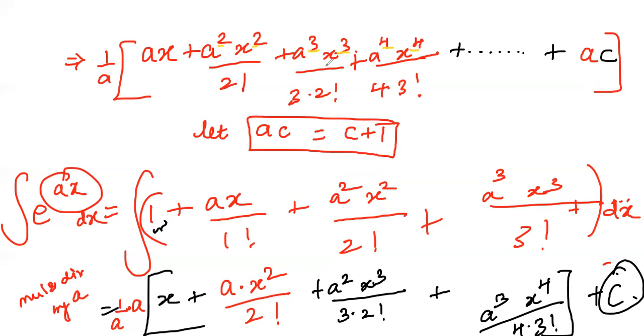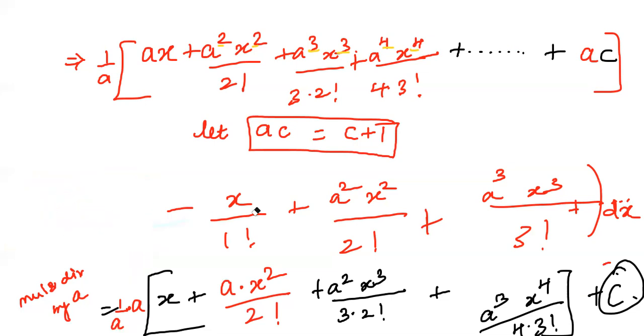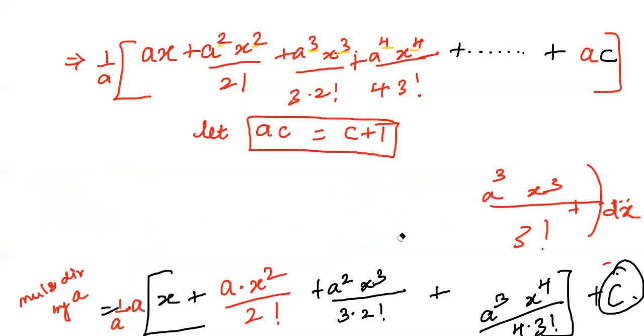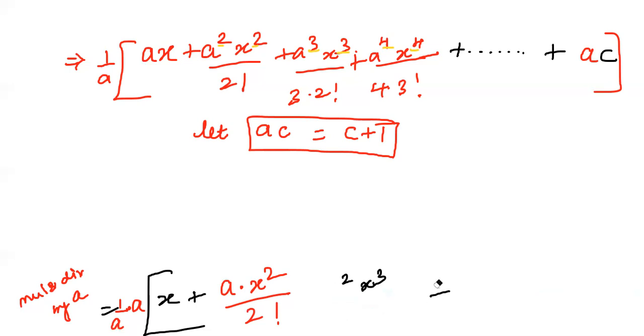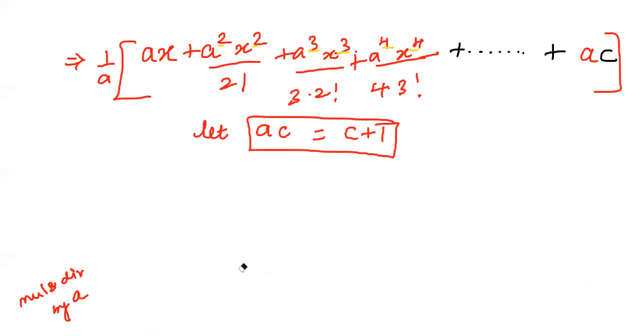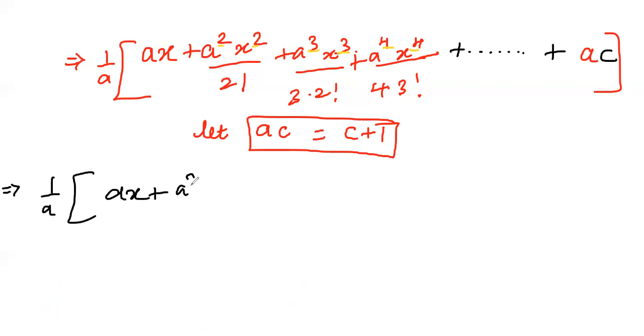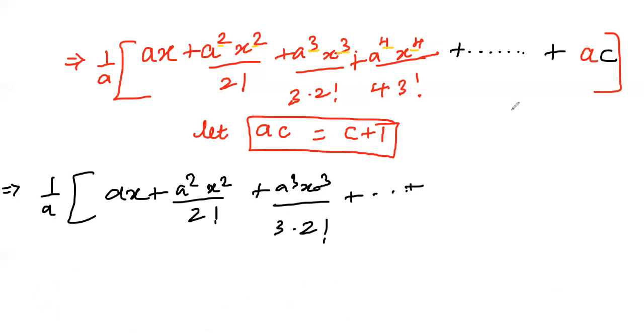So C plus 1 is nothing but, let me include that in the series first. It's 1 by A plus AX plus A square x square upon 2 factorial, A cube x cube upon 3 times of 2 factorial plus and so on, AC. I've rewritten this AC as C plus 1.